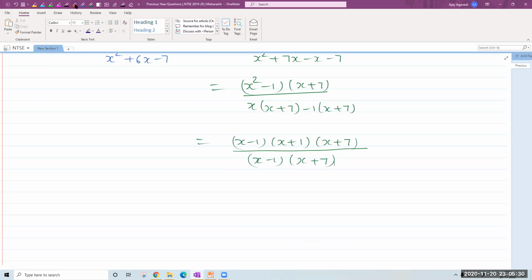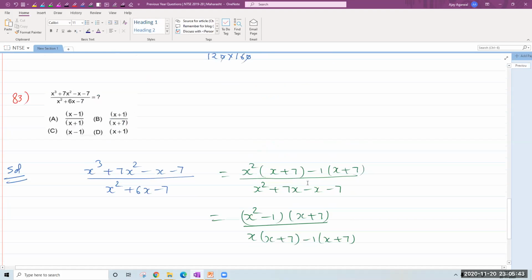So we can cancel out x plus 7 and x minus 1. The final answer will be x plus 1. Which option is correct? It is option D. Okay, let's move to question number 84.